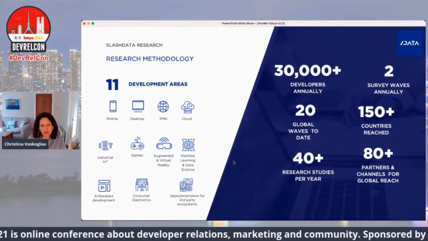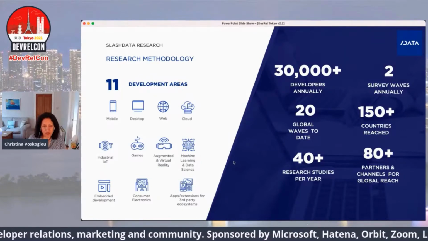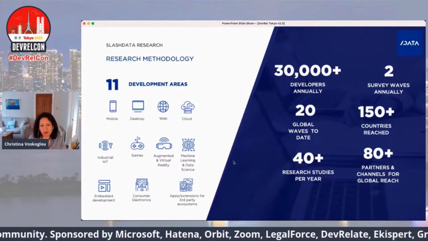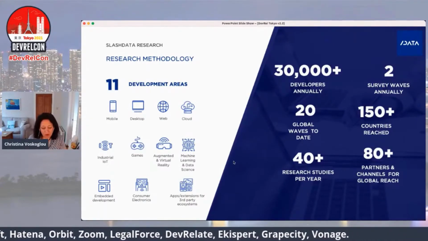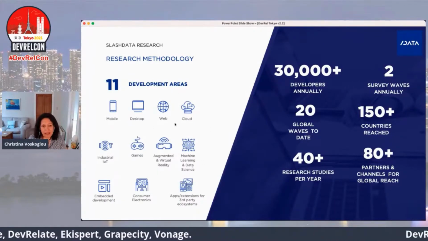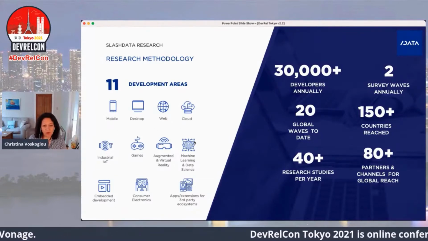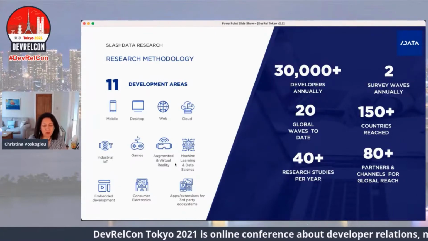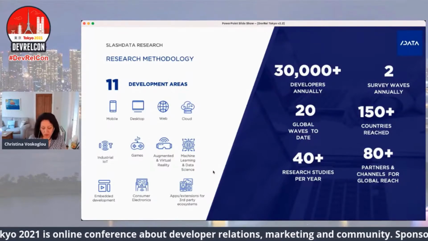Not the exact same 80 each and every wave, because we want to make sure that we capture the views not of a single panel over and over again, but instead a representative sample every single time of the whole population. We ask them about 11 development areas, the ones you see here on the left, from mobile, desktop, and web, all the way to AI, machine learning, IoT, and so on. And we ask about all of those to make sure that we capture the full activity of developers.